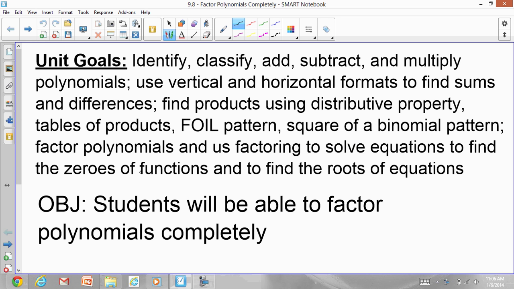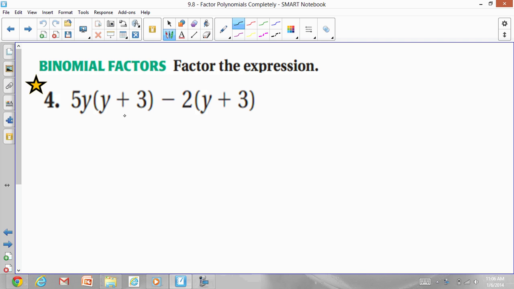In your notebook, write today's date: 9.8, Factor Polynomials Completely. And this will be the last lesson of Unit 9. There will be 2 parts to it due to the size of the file. In your notebook, copy question number 4.